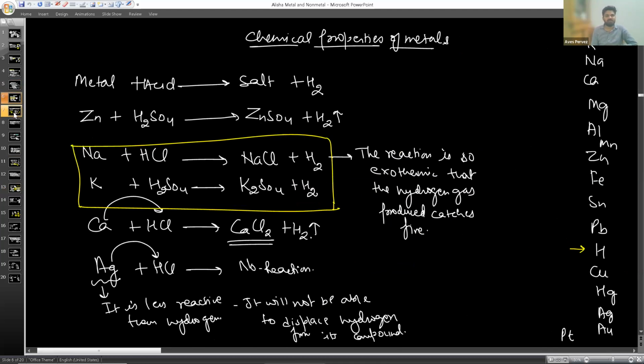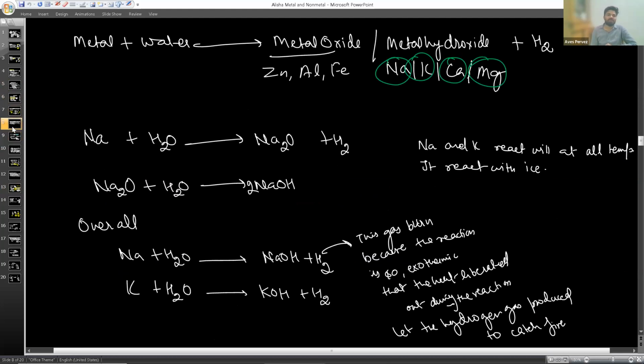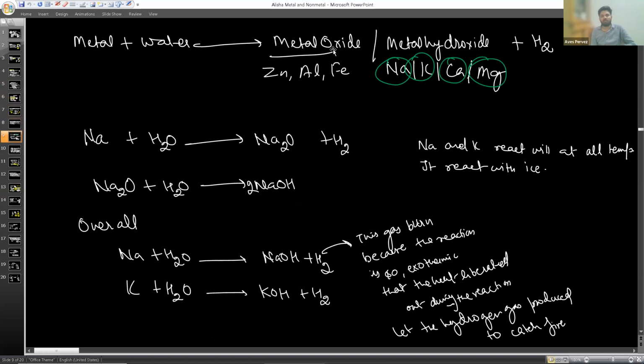So metals reaction with acid we discussed in the previous class, and today we shall discuss metals reaction with water. When metals react with water, they form metal oxide or metal hydroxide. Sodium, potassium, calcium, and magnesium are the four metals that form hydroxide. For example, if sodium reacts with water, it will form sodium hydroxide. But if zinc reacts with water, it will form zinc oxide, not zinc hydroxide. Aluminium reacts with water to form aluminium oxide, not aluminium hydroxide.